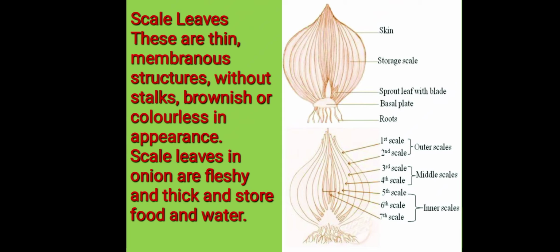Next one is scale leaves. These are thin membranous structures without stalks, brownish or colorless in appearance. Example, you can see over here, onion. Scale leaves in onion are fleshy and thick and store food and water. You just peel off the onion and you can slowly see the scales. So they are known as scale leaves. The function of this scale leaf is to store water and food.